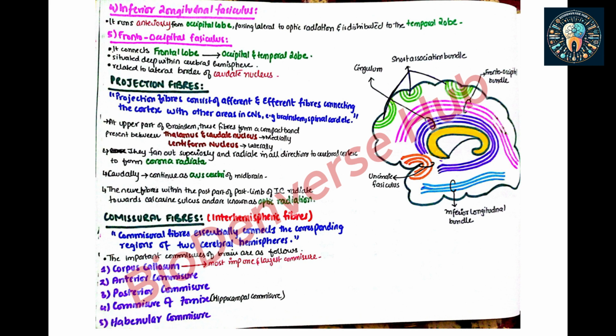Now we will move on to the commissural fibers. Commissural fibers are known as the interhemispheric fibers. Commissural fibers connect the corresponding regions of the two cerebral hemispheres, the left and the right. The important commissures of the brain are as follows. The corpus callosum, which is the most important and the largest one; the anterior commissure of the brain; the posterior commissure of the brain; the commissure of the fornix, also known as the hippocampal commissure; and the habenular commissure. So these were all the commissural fibers of the brain.